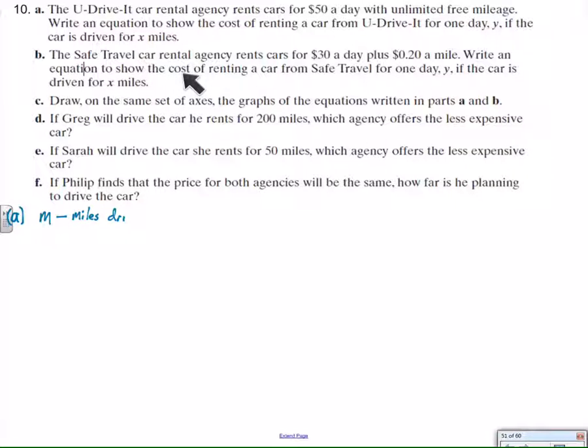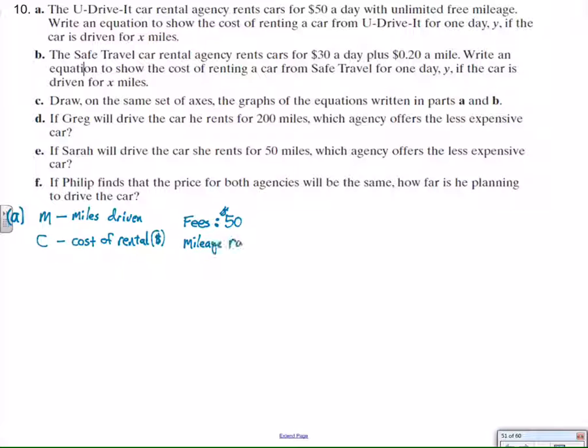So the cost has to be one variable, and the car is driven for X miles. So X represents the miles driven. Of course, I wrote M because I didn't read the problem carefully enough, but it's okay if you change the variable as long as the math is okay. So M miles driven for C cost in dollars for renting the car.